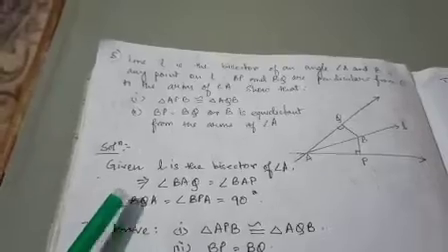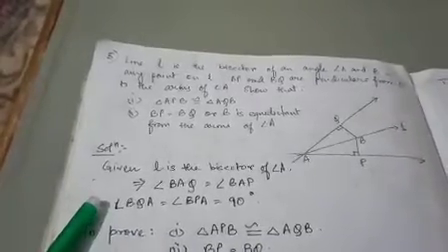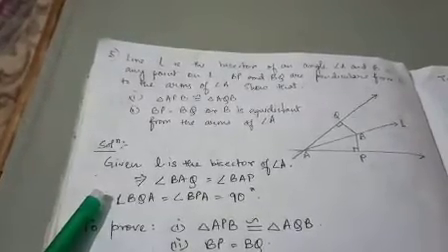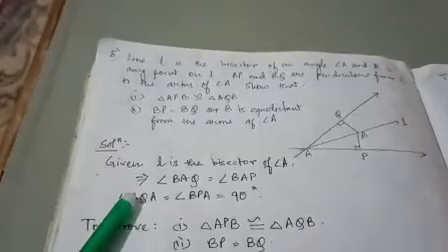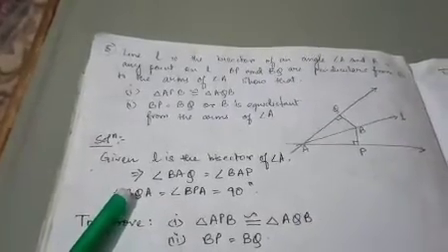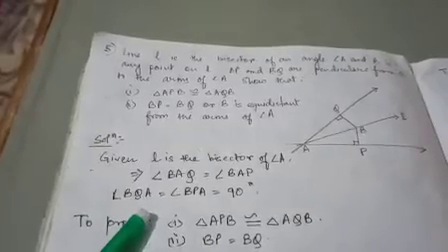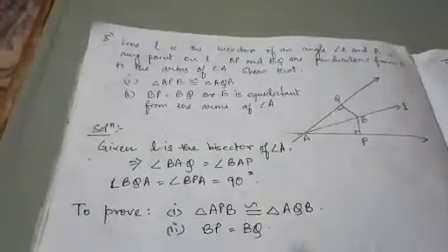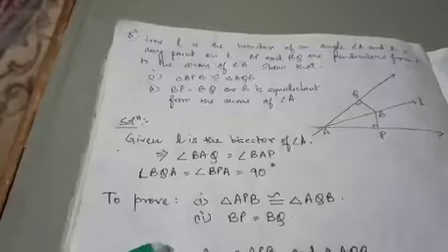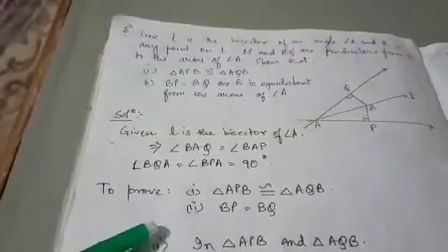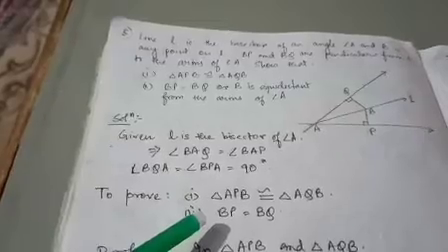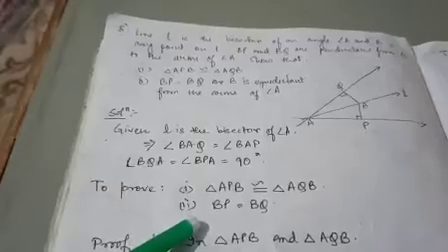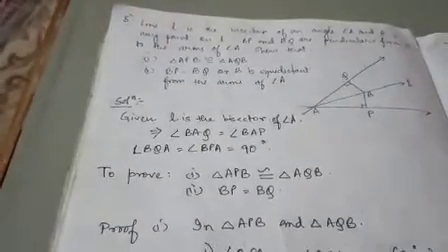Now first, when we are solving, we are going to write the given. Write given: L is the bisector of angle A, so that implies angle BAQ is equal to angle BAP. Also given is angle BQA is equal to angle BPA, that is 90 degrees, that is also given in the diagram. Now next we will write to prove. The first to prove is triangle ABP is congruent to triangle AQB, and number 2 is BP is equal to BQ.